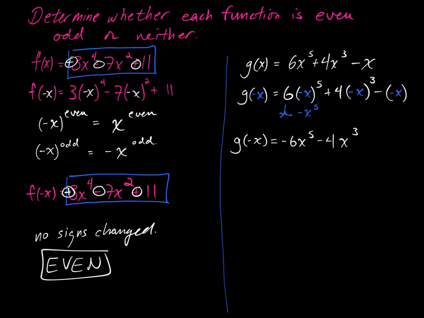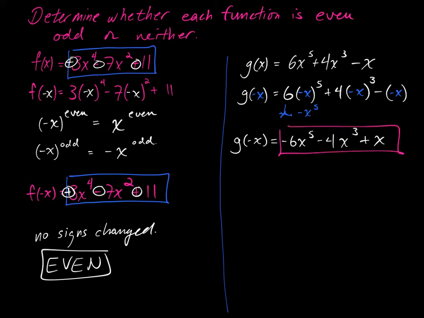When you have negative x to the first power, we don't write it, but it's there. It becomes negative x, like if it weren't there. And what happens is the opposite of negative x becomes positive x.